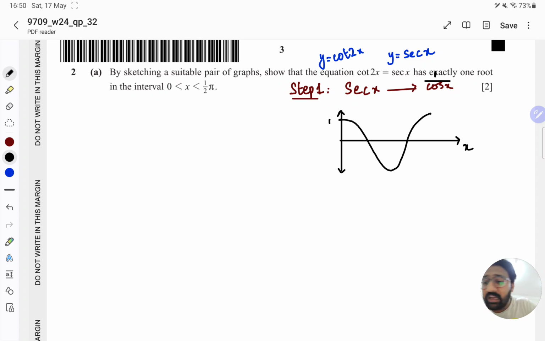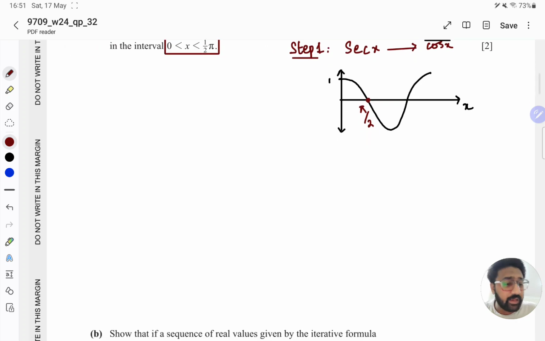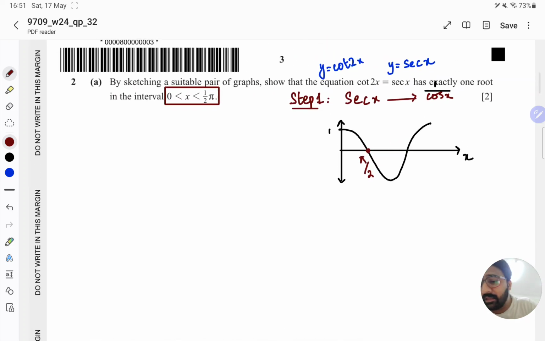So that's how the graph is going to look. And in the question, if you look, he has given you the interval for which you are supposed to make the graph. So this is pi by 2. I am only interested in this portion of the graph. After that, I know that secant x is basically 1 over cos x.